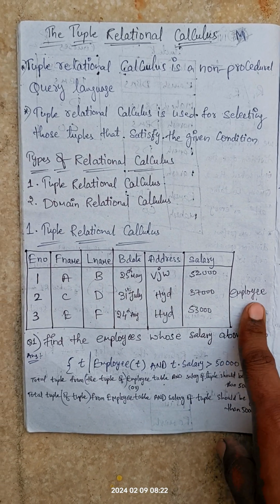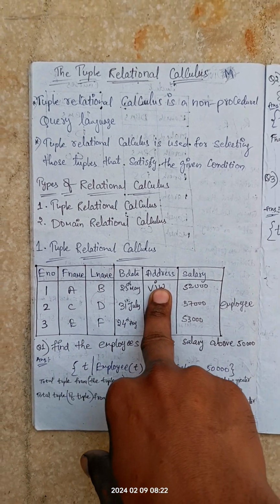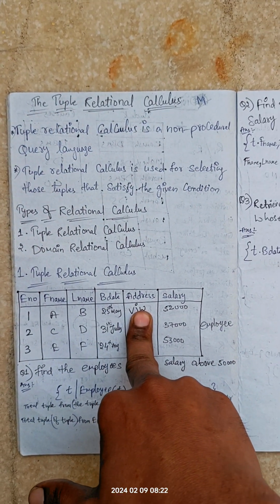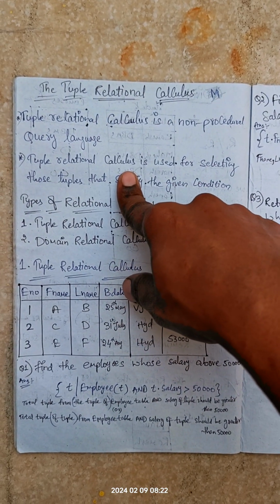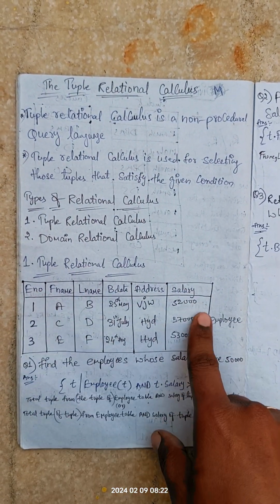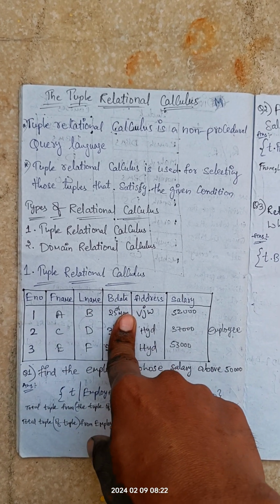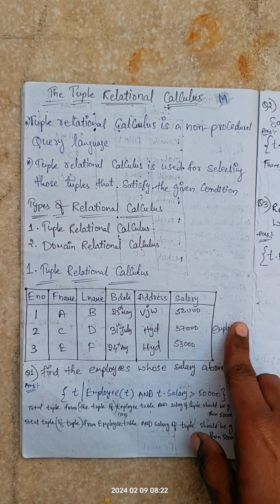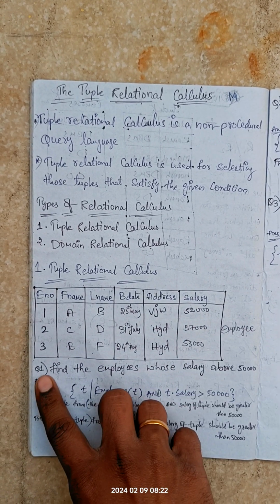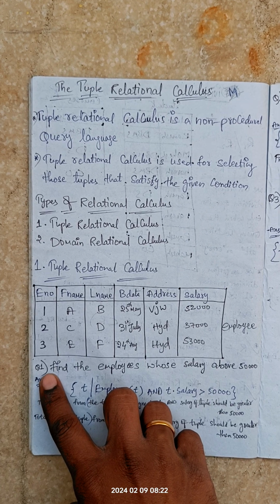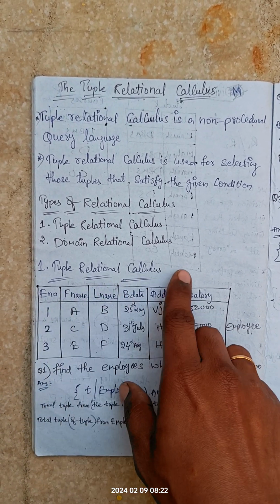Coming to the exam, after writing these 2 points, draw this table as it is. Remember this table and draw it, and also write the table name. It's compulsory. You can write the table name here, or you can write the table name above.